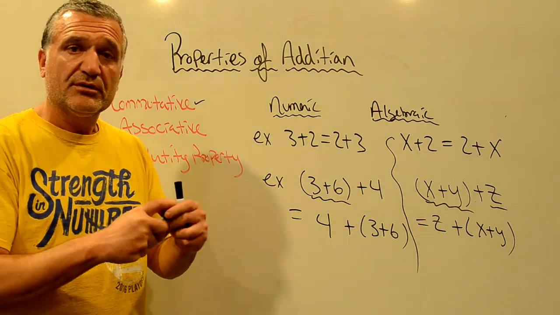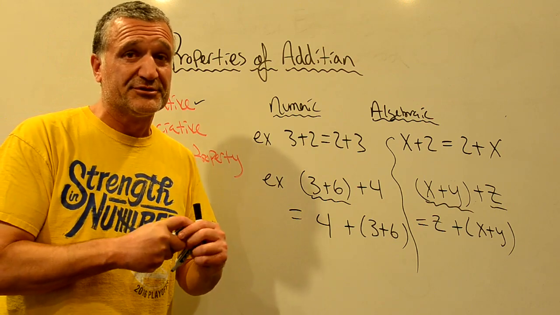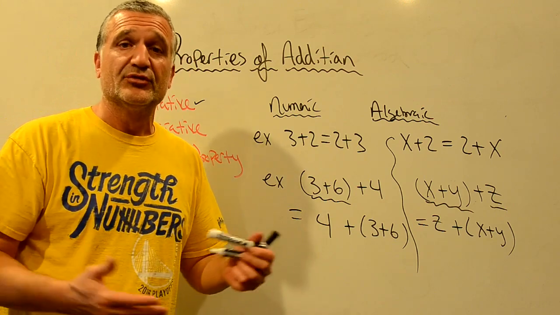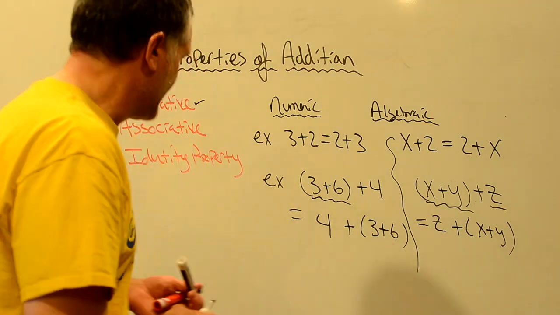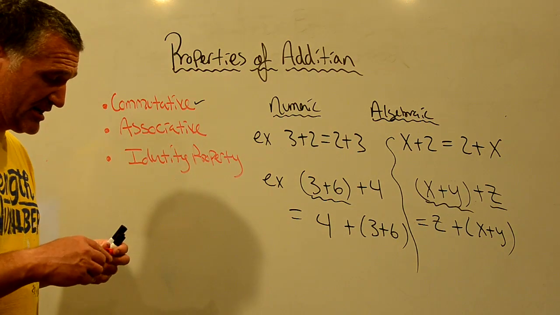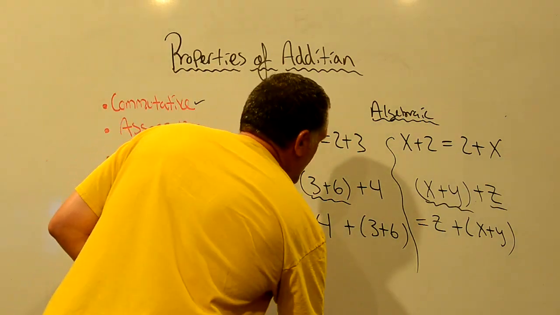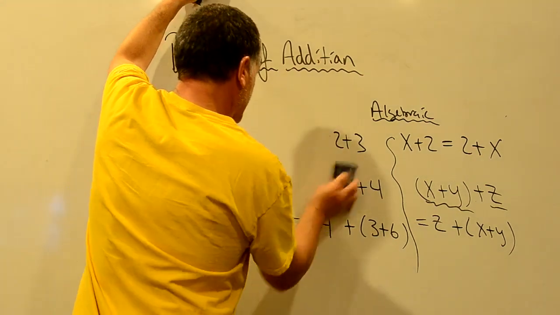Why is it important? Well, when we're writing statements, it's pretty important for us to be able to have that ability to manipulate them, move things around, and not change the meaning. Okay, so those are examples of the commutative property of addition. So let's go to the next one. The next one is the associative property of addition.